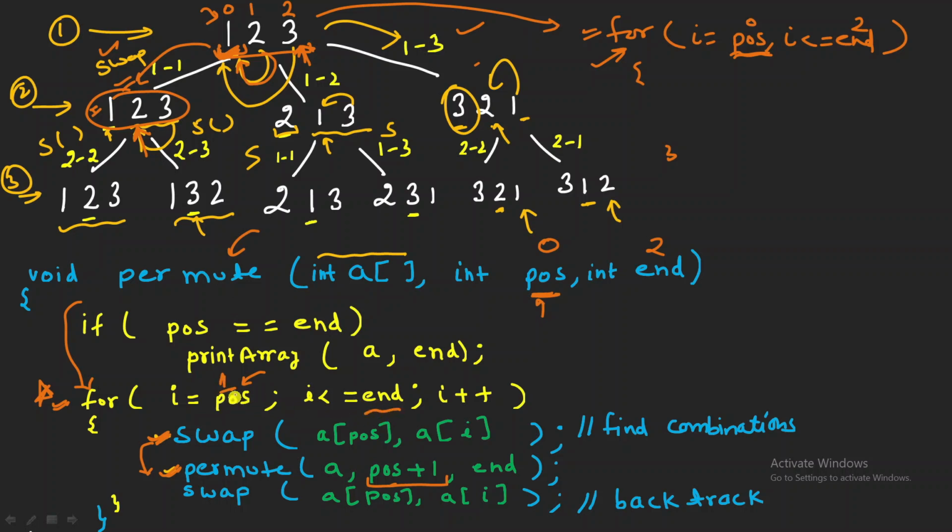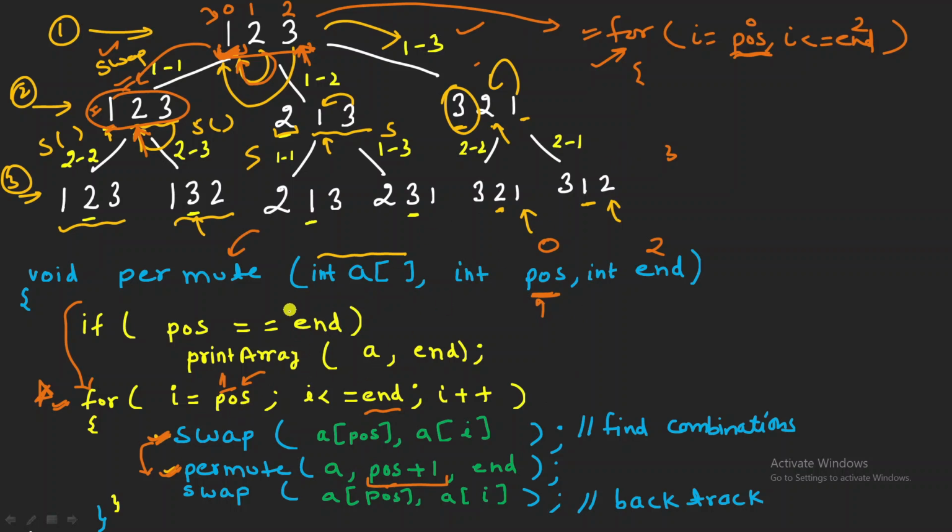If I put 0 here, then it will start from here, and again it will do the same thing. Position is 0, i is 0, so again it will swap 1 with 1. So I will not achieve anything. So I have to go ahead. That's why I am incrementing here.